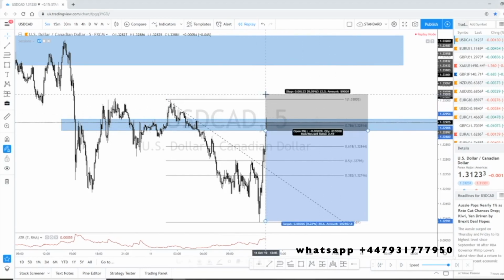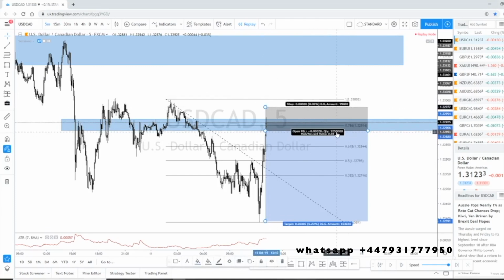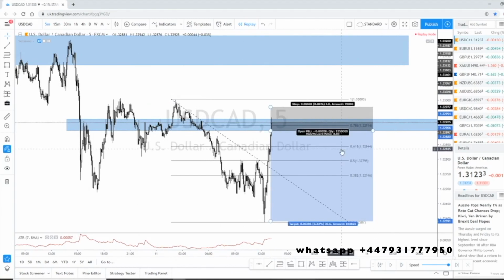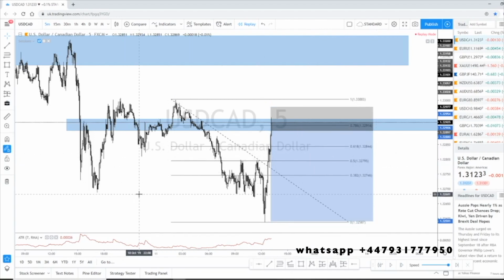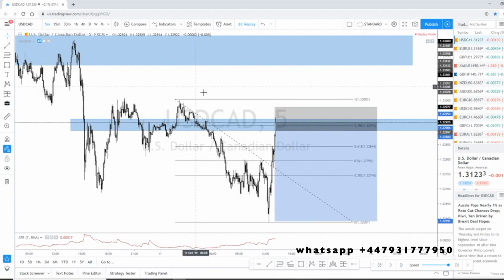So you'll see that's a 12 pip stop loss there. If I bring it down to an 8, the risk reward is severely affected. So this is where the ATR can be really quite useful, really quite prominent in terms of making your strategy a lot more profitable. So looking at this trade here, I'm looking at a sell position.